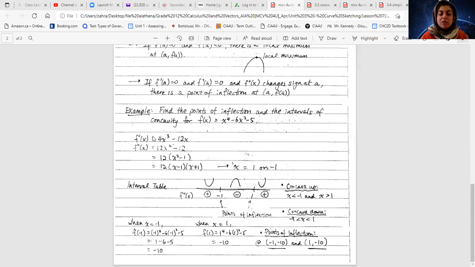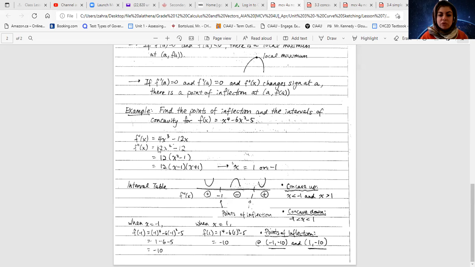For the second derivative, you take another derivative of the first derivative. Power in front 3 multiplied by 4 is 12. Power minus 1, 3 becomes 2. And negative 12x is a line, so the slope of the line is negative 12. This is the second derivative.